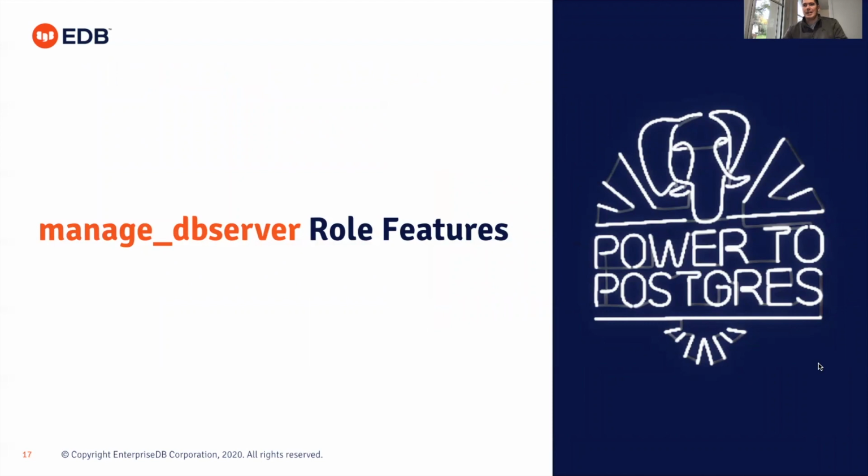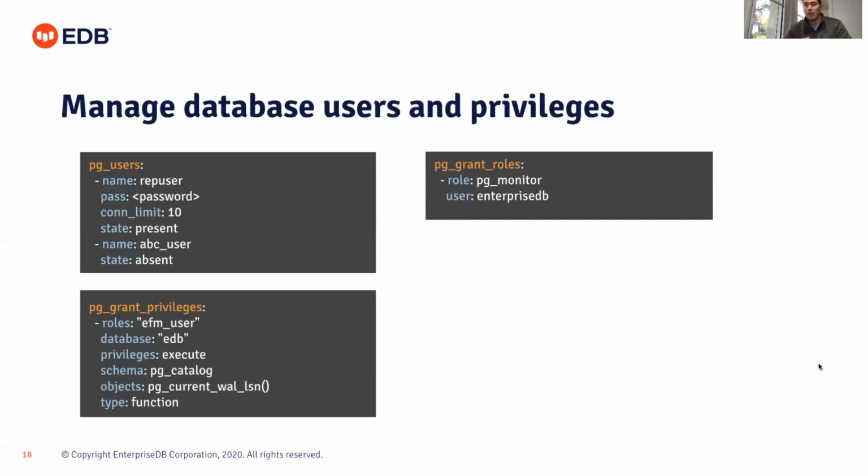So far we have seen how to deploy Postgres with the EDB Postgres Ansible collection, but there are many other features, especially in the manage DB server role. The manage DB server role can be used to manage the database users. With the variable PG users, we can define the users and their attributes we want to be present or the user we want to remove.